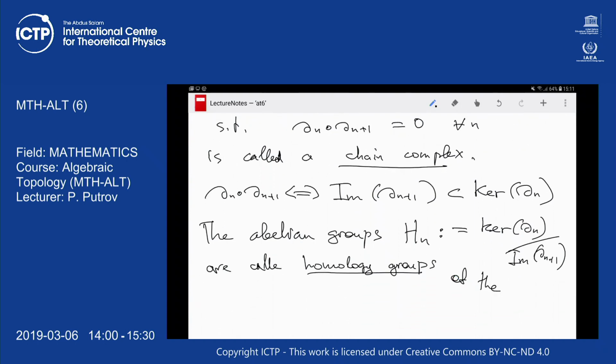Of the chain complex. So for any chain complex, one can consider the homology groups, which are defined like this. For any positive integer n, they are defined like this.